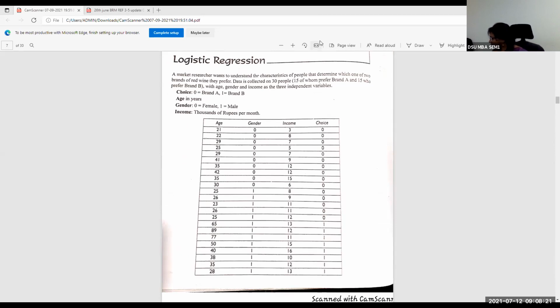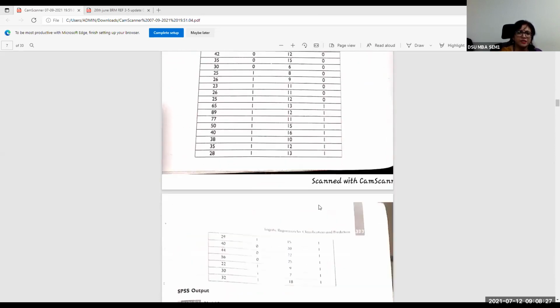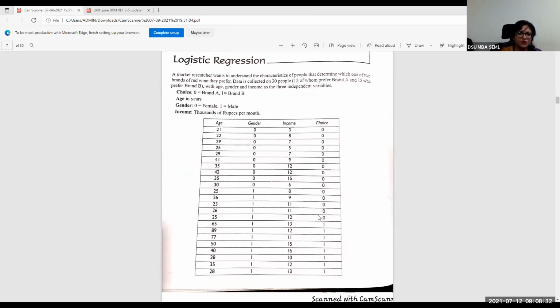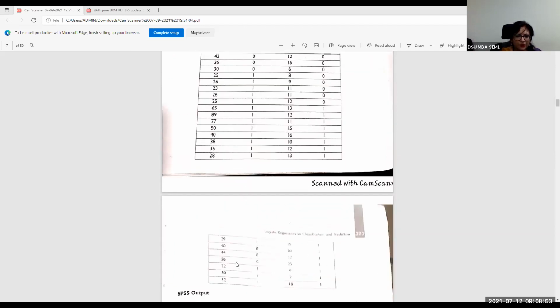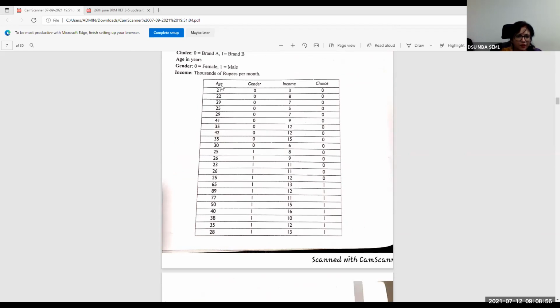So there is a particular data set. What you see here is a sample data set. How many data inputs have been there? There are about 32 responses which have been captured for the use of the example in this case. Here, a researcher in the marketing domain wants to understand the characteristics of people that determine which one of the two brands of red wine they would prefer, any product they would prefer. Data is collected on 30, 15 of whom prefer brand A and 15 of whom prefer brand B. So here you have a set of 30, with different age groups, gender, income, and choice.